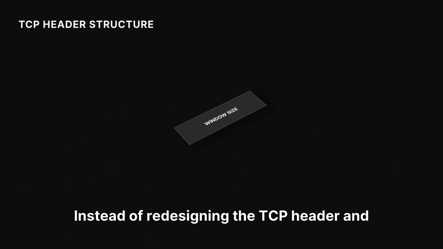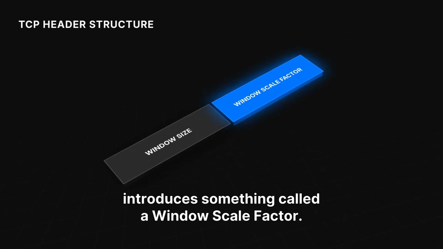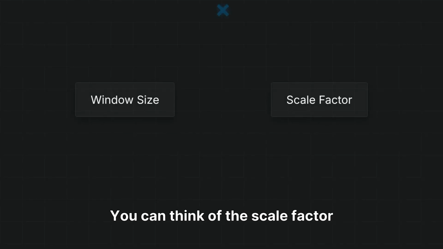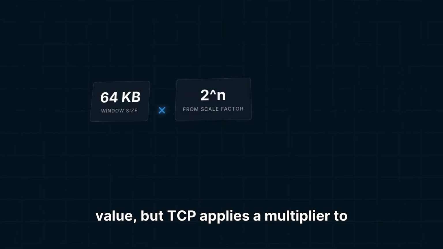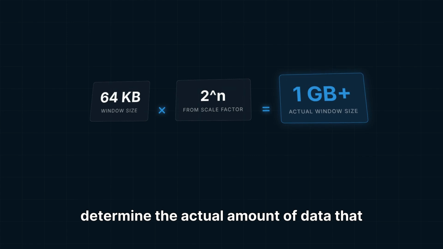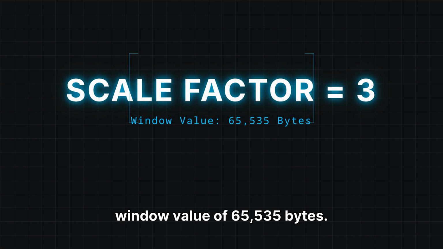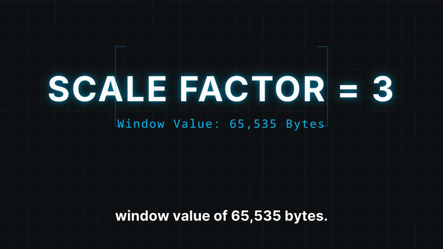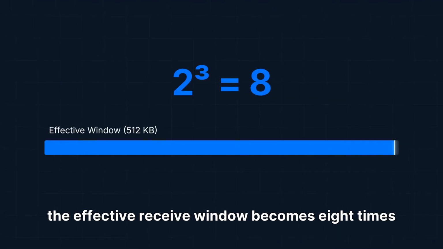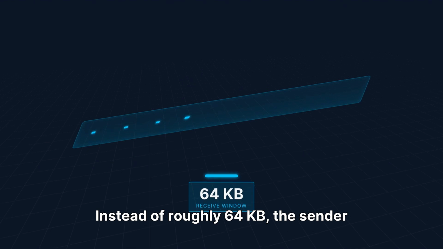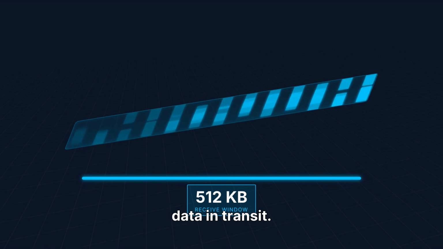Instead of redesigning the TCP header and making the window size field larger, TCP introduces something called a window scale factor. You can think of the scale factor as a multiplier. The window size field still carries a value, but TCP applies a multiplier to determine the actual amount of data that can remain in transit. For example, suppose the receiver advertises a window value of 65,535 bytes. If the negotiated scale factor is 3, the effective receive window becomes 8 times larger. Instead of roughly 64 kilobytes, the sender can now keep approximately 512 kilobytes of data in transit.